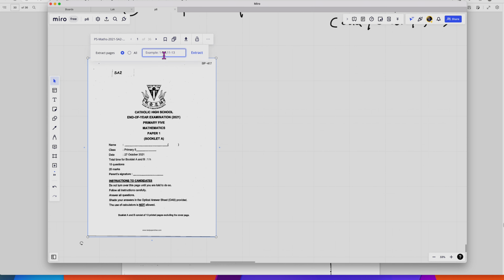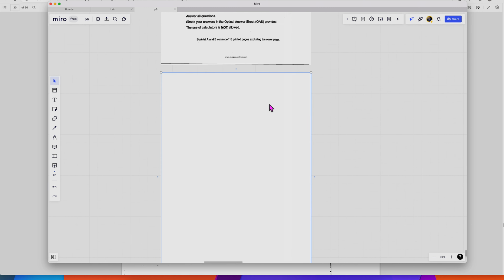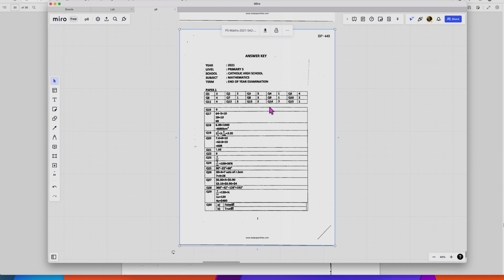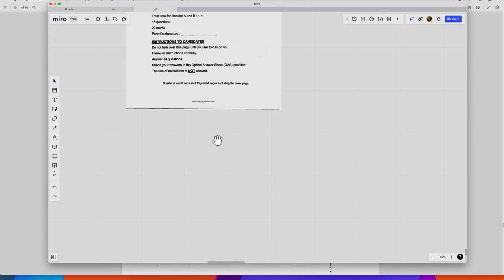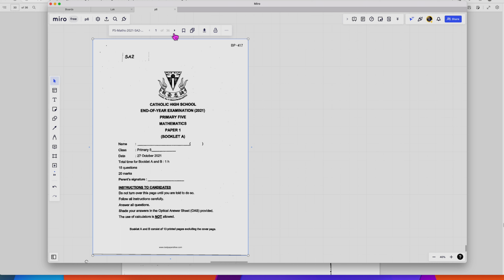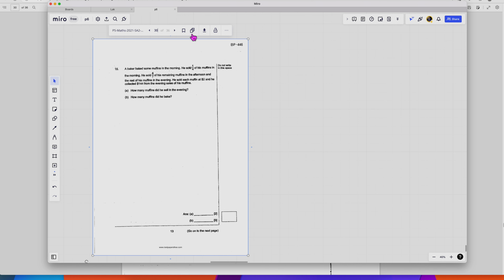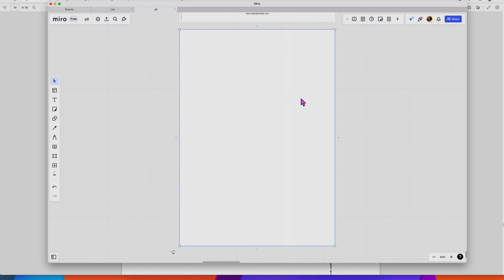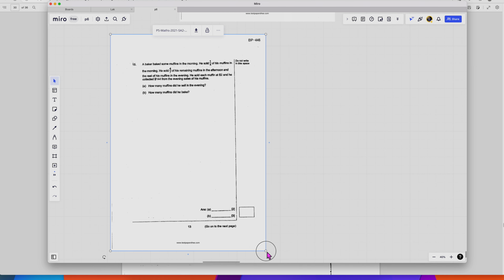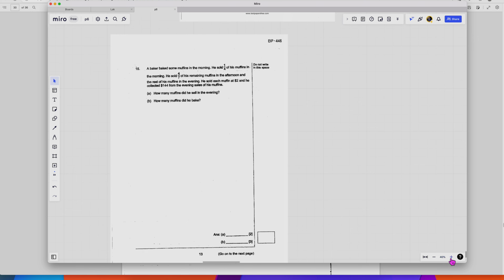So I should go to page 33. Let's see. Oh no, not quite page 33. Let's go to page 30. Let me see if we can go to 15. Yep, so it's page 30. So just extract it out. Yeah, so this will be the question. Okay, so we zoom in.